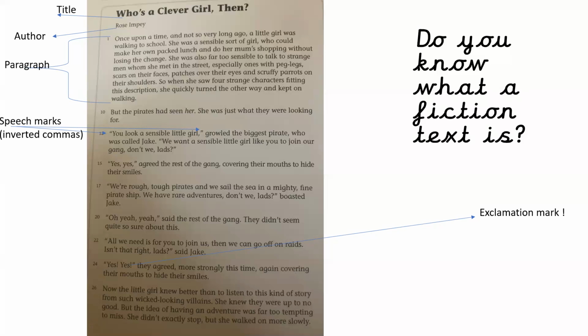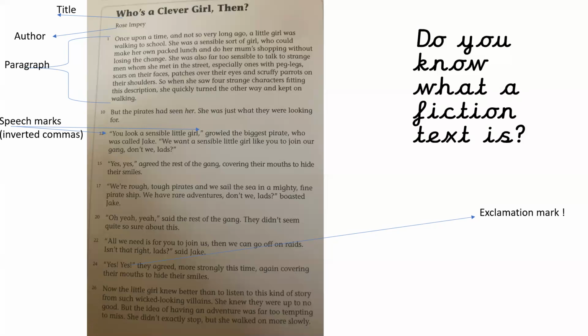Once upon a time, and not so very long ago, a little girl was walking to school. She was a sensible sort of girl who could make her own packed lunch and do her mum's shopping without losing the change. She was also far too sensible to talk to strange men whom she met in the street, especially ones with peg legs, scars on their faces, patches over their eyes, and scruffy parrots on their shoulders. So when she saw four strange characters fitting this description, she quickly turned the other way and kept on walking.